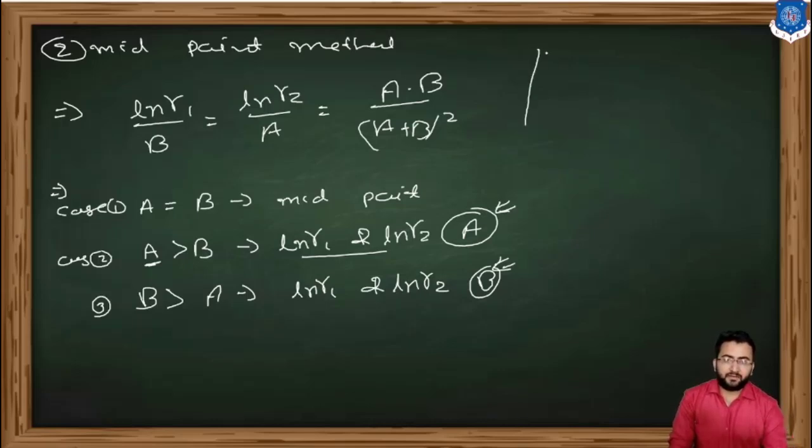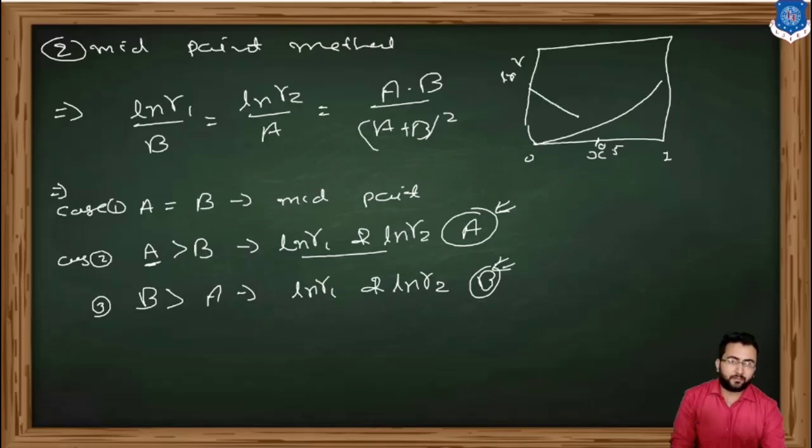So let's consider a graph in which on the x-axis there is ln gamma, the activity coefficient, and on the y-axis there is the mole fraction. This is the midpoint, which is 0.5. Now if the values of a and b are the same, we get ln gamma 1 and ln gamma 2 like this, with the interaction of ln gamma 1 and ln gamma 2 at the midpoint. When a is equal to b and we get this type of graph with the interaction at the midpoint, then our data is consistent.